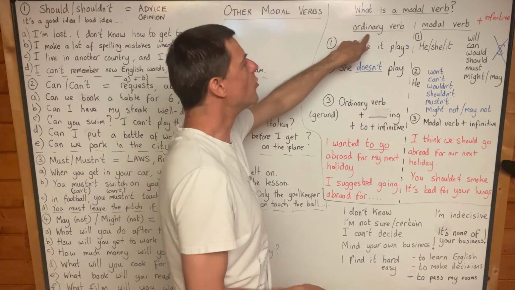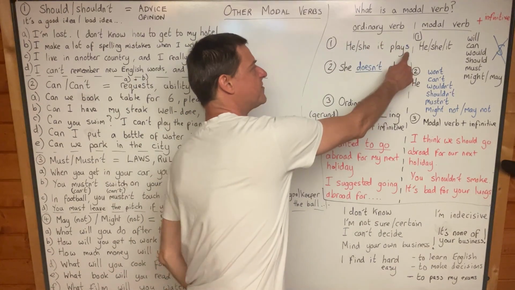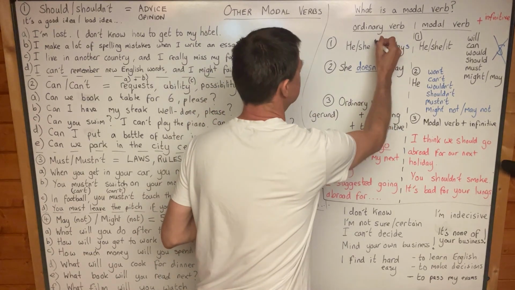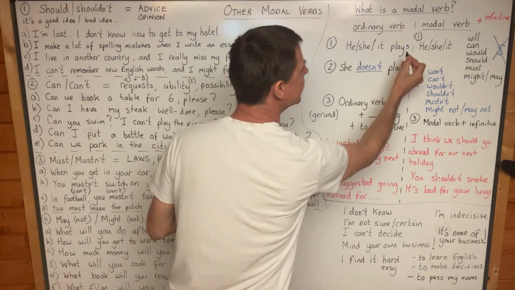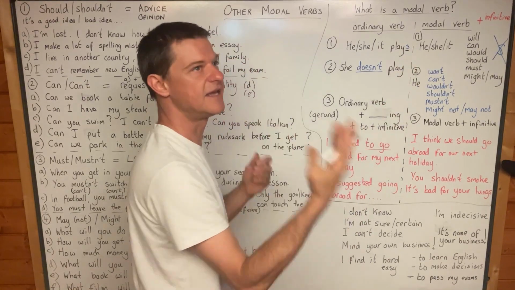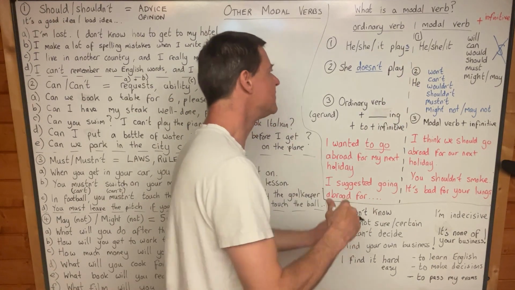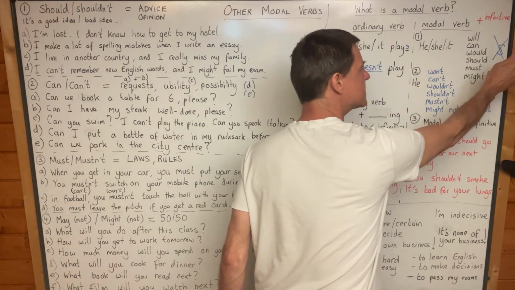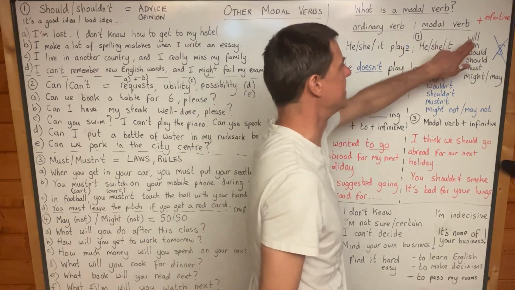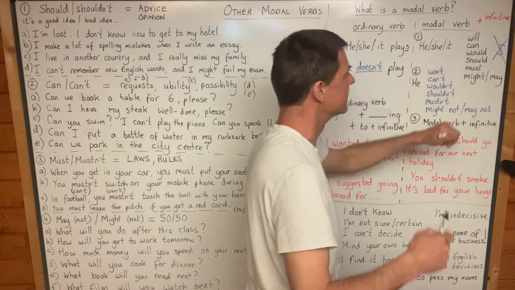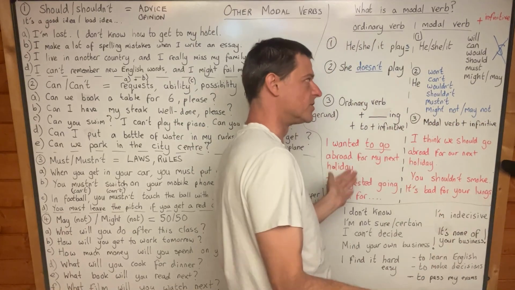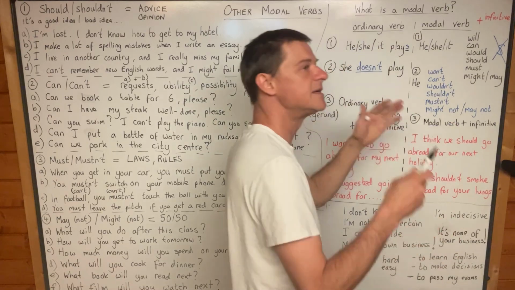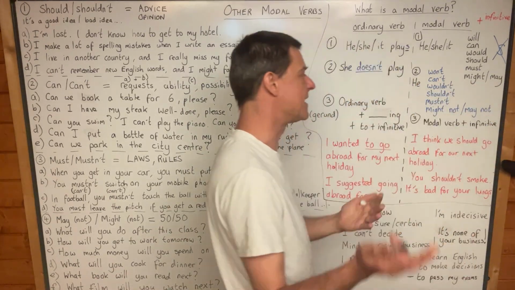So an ordinary verb, we add an S for he, she and it in present simple. Okay, he, she and it in present simple, we must add an S. He plays, he goes, he studies, he learns, he eats, he drinks. But with modal verbs, we do not add an S. We say he will, he won't, he can, he can't, he would, he wouldn't, he should, he shouldn't, he must, he mustn't, he might not, he may not.